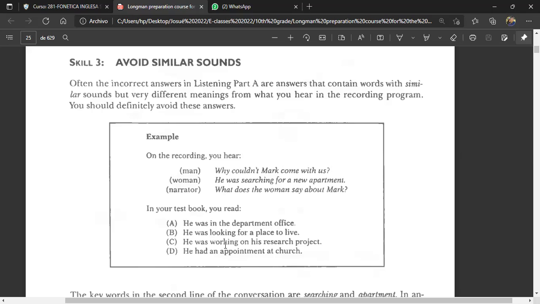He was working on his research project. ¿Con qué palabra? Research, searching, okay? He had an appointment at church, searching. Excellent, letter B, right? And letter B is the best answer because it says he was looking for a place to live. Nice.